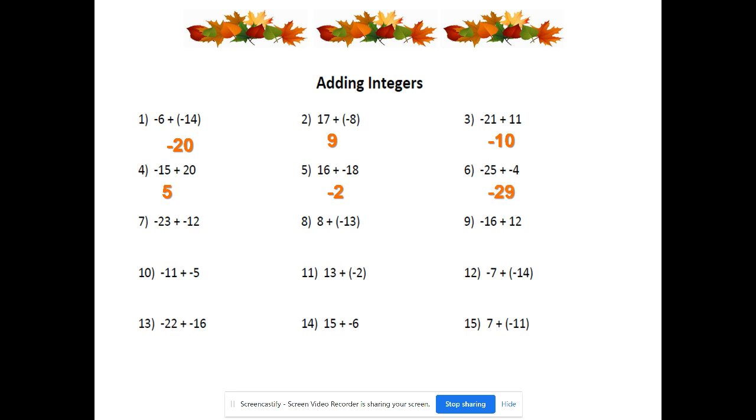6 is negative 29. 7 is negative 35. 8 is negative 5. 9 is negative 4. 10 is negative 16. 11 is 11. 12 is negative 21. 13 is negative 38. 14 is 9, and 15 is negative 4. The big thing to remember is same signs add and keep the sign. Different signs subtract, take the sign of the larger.